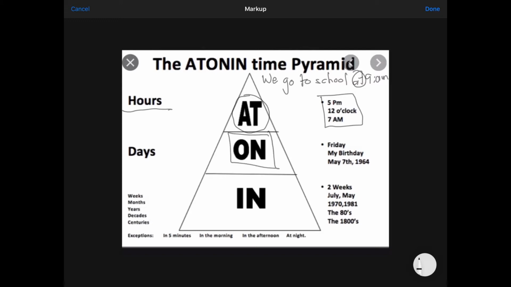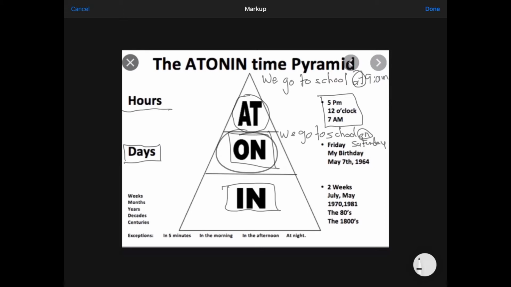Okay, then we have the preposition on. On is used for days. I'm going to use the same example. We go to school on Saturday. Okay, so we use on to talk about the days.